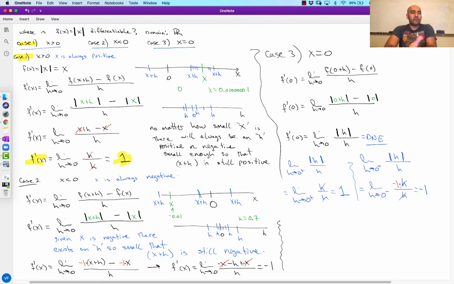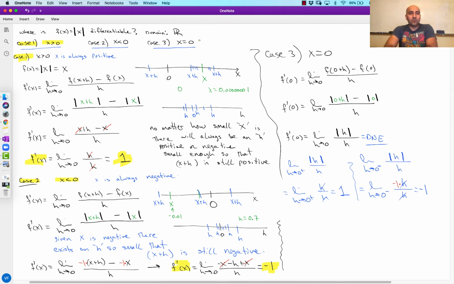Okay, so now we look at the other case. What if x is strictly negative, always a negative number, strictly less than 0? We did our work and we figured out that in this case, the derivative is equal to -1. Always equals -1 whenever we pick a value in that segment, right? This is case 2, when x is strictly less than 0.